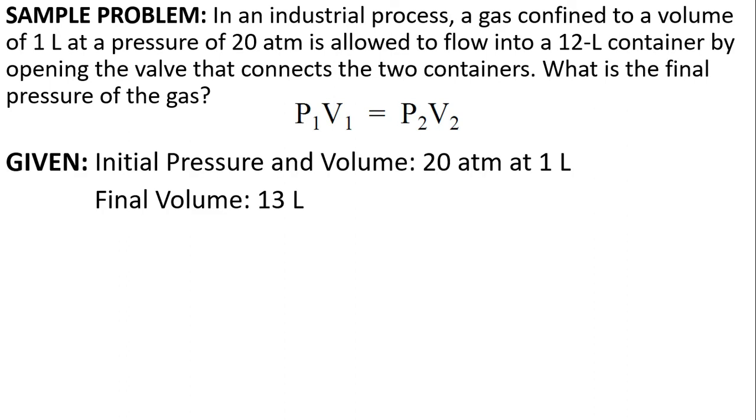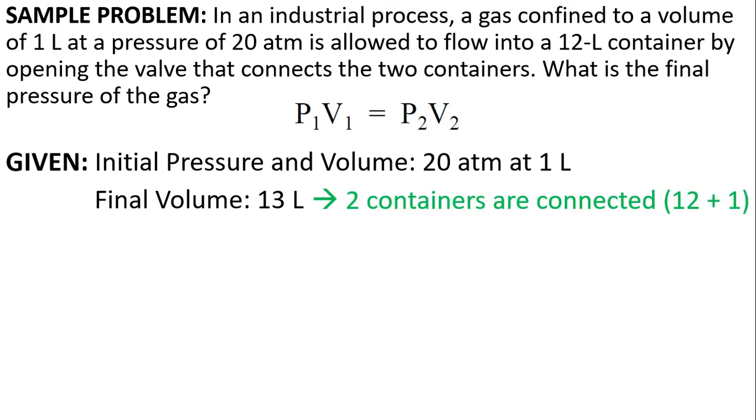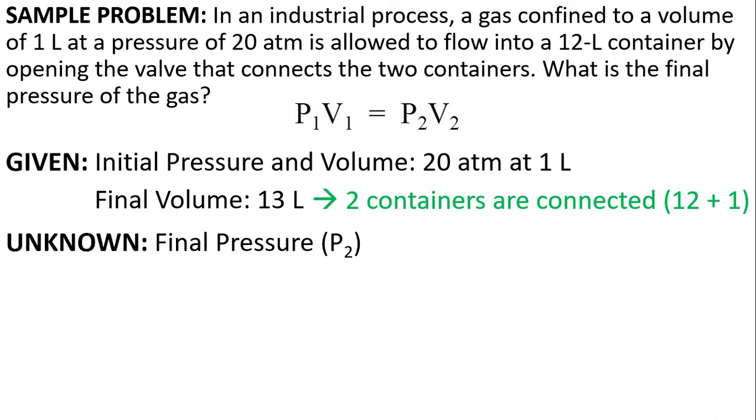So we have the given initial pressure and volume, 20 atmospheres, at 1 liter. Now the final volume is 13 liters. Where did it come from? Again, there are two containers that are connected. When you open the valve, it connects, right? So the final volume will be 13. Then the unknown is the final pressure. It says there, what is the final pressure? So we're looking for P2.